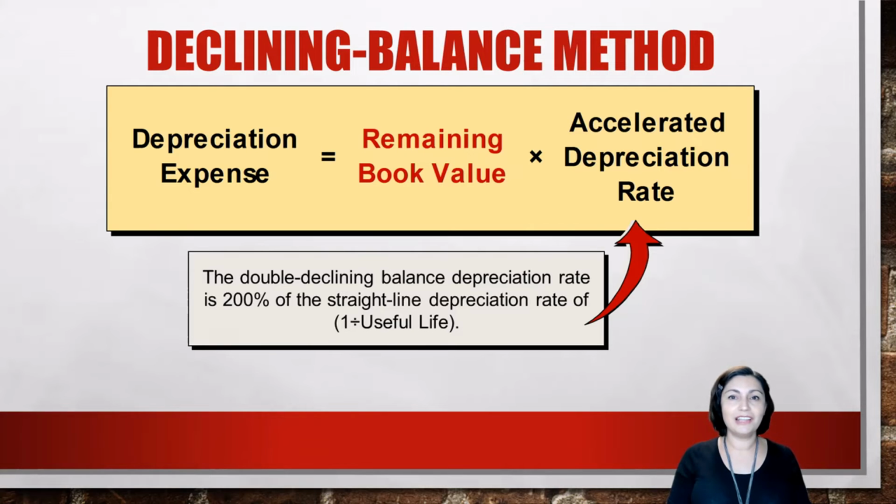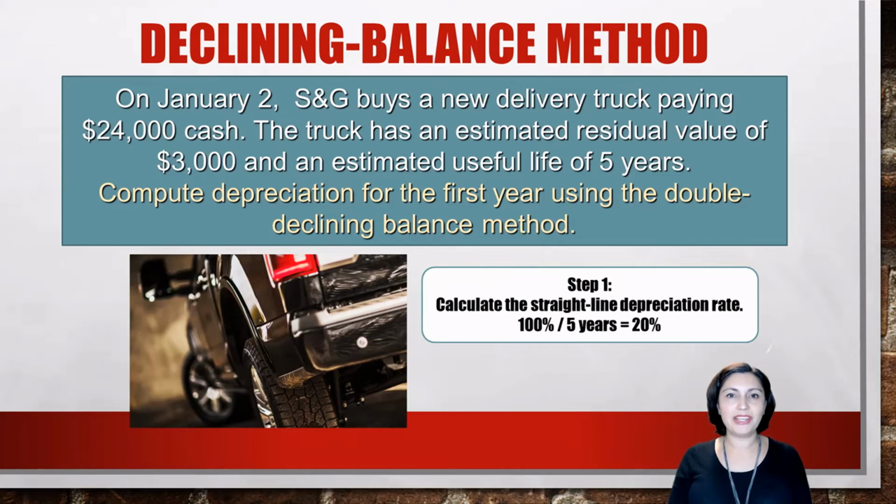Note that under the double declining balance method, estimated residual value is ignored. Let's take a closer look at how it's done. On January 2nd, S&G Wholesale Grocery purchased a truck for $24,000. The estimated useful life is 5 years, and the estimated residual value is $3,000. Let's calculate the amount of annual depreciation using the double declining balance method.